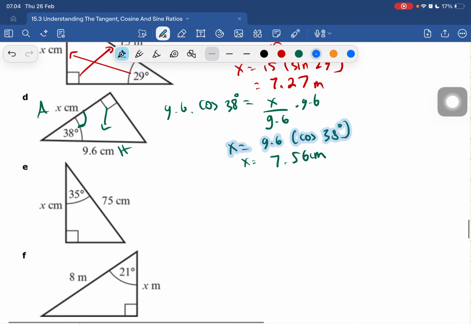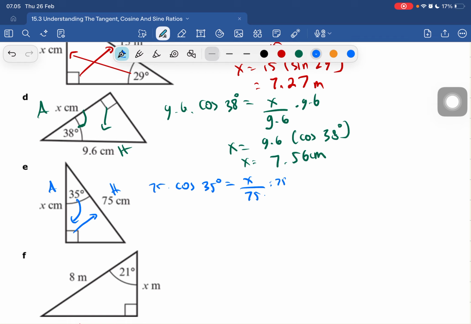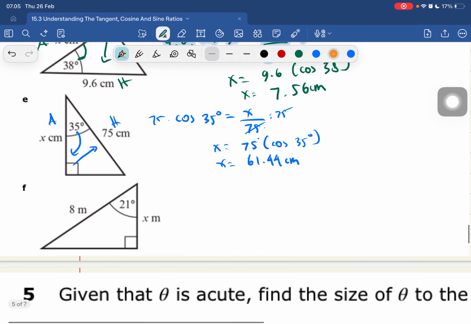Okay, next question. This is the adjacent x, and in front of the right angle, opposite of it, is the hypotenuse, the longest line. So we can use cosine 35 degrees equals x divided by 75. Okay, we multiply by 75 both sides. So x equals 75 multiplied by cos 35 degrees. You can use a calculator, so you will get 61.44 centimeters.